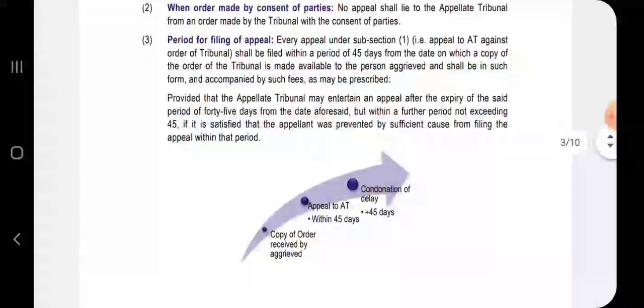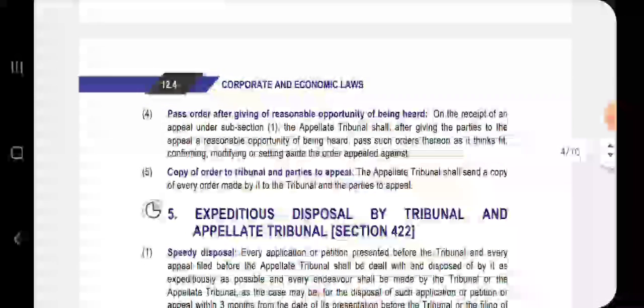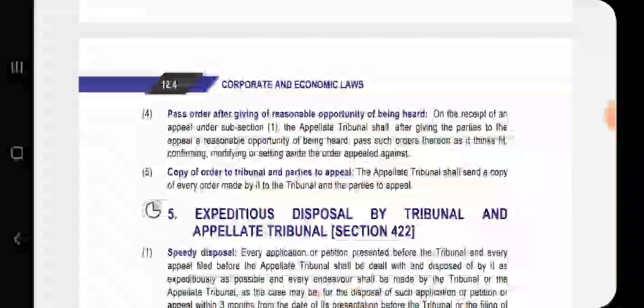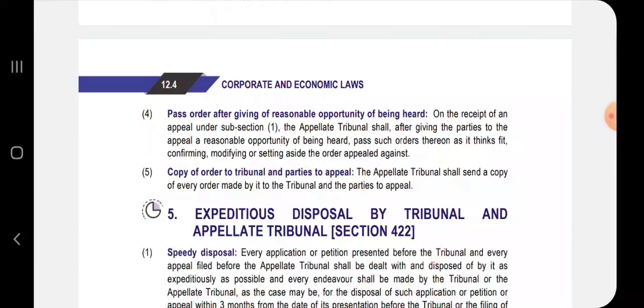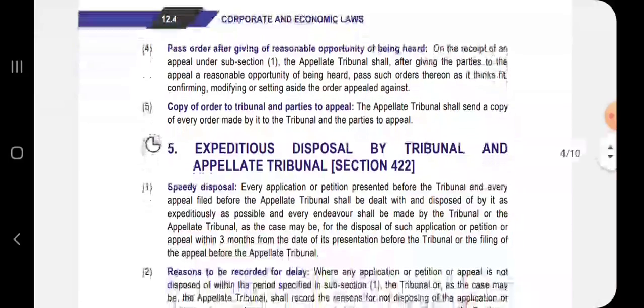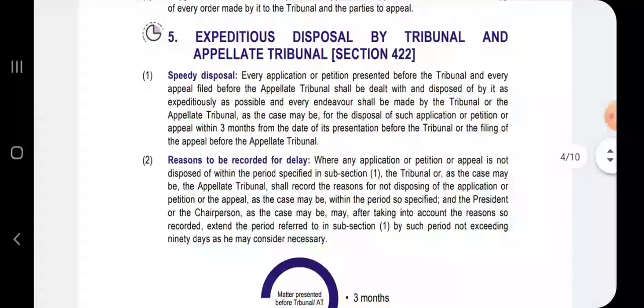So, appeal from appellate orders of tribunal is clear to you. Section 421. Copy of order received. We have to prefer an appeal within 45 days to appellate tribunal, and there can be a condonation of delay up to 45 days. Same thing. Pass order after giving a reasonable opportunity of being heard. Copy of order of tribunal and parties to the appeal has to be given to both the parties aggrieved to the appeal.